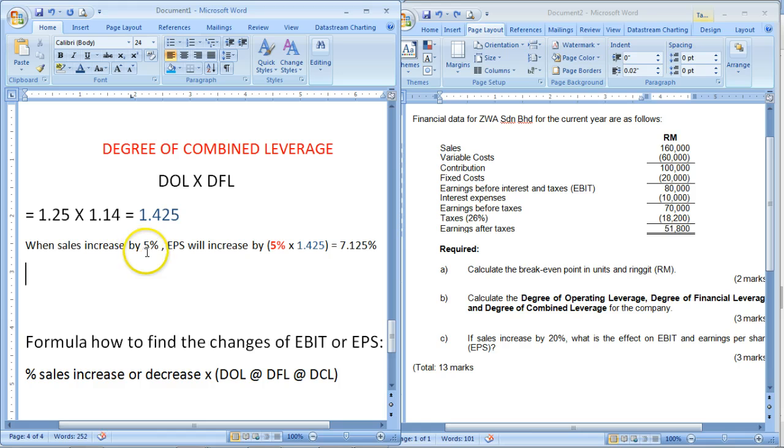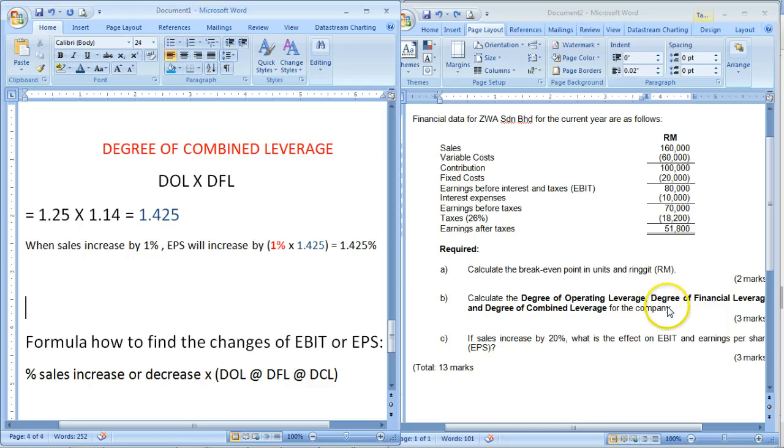7.125. So when sales increase 5%, your EPS will increase 7.125. Class, don't look in the question for where the 5 is. As I told you, this is an assumption. If you want to change it to 1, you also can. If you put 1 here, you need to put 1 here. So you will get your answer, 1.425. Correct? Percent. Please don't change it to decimal. Maintain with 1 in your calculator.